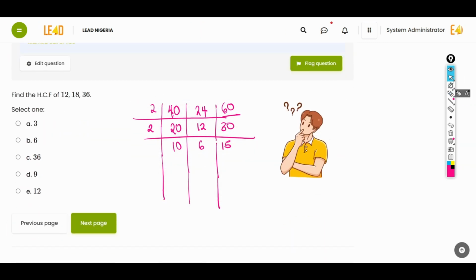So the answer is 4. Okay, find the HCF of 12, 18, and 36. We can use 2. This gives me 6, 9, and 18. All right, now we can use 3. This gives me 2. This gives me 3. This gives me 6. All right, so there's nothing I can divide through anymore, right? So for HCF, remember, we only divide by what can divide everything. So 2 times 3 is 6. The correct option is 6.